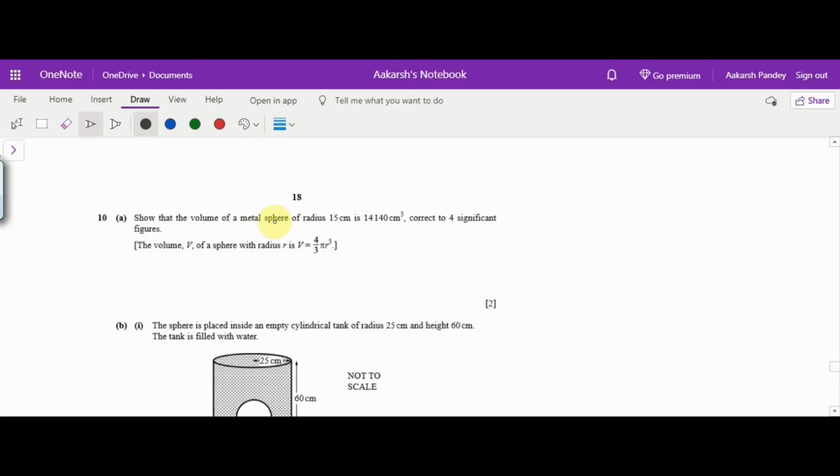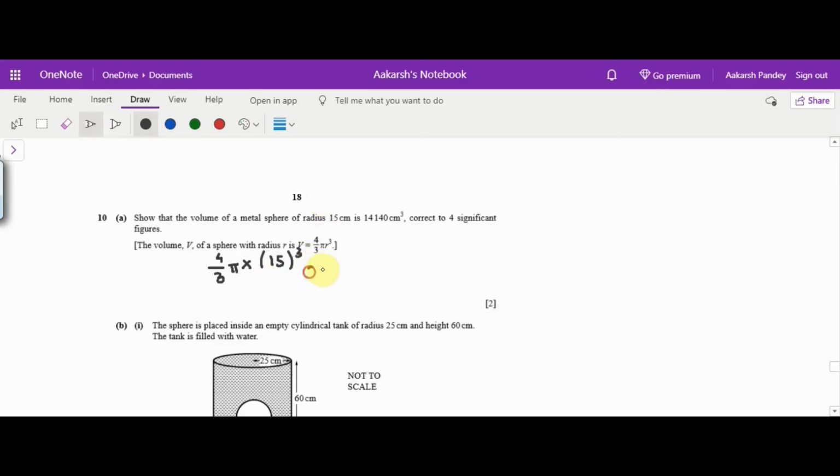Now show that the volume of a metal sphere of radius 15 is this. We have the volume given as 4 by 3 pi times r cube, where r is 15. Now just input this into your calculator and make sure that you use the value of pi as given in the calculator. Don't try to use 3.14, otherwise you won't get it to as many significant figures as you want it to be. So just use the preset value of pi. That will be better because it will provide you better answers.